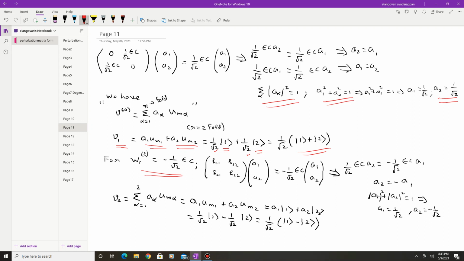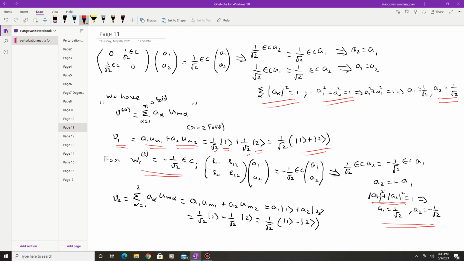Again use the same method, and you have to evaluate the constants A1, A2. By solving this expression, A1 is equal to minus A2, that is A2 is equal to minus A1, and the sum of the squares must be 1. By using this, the coefficients A1, A2 can be expressed as 1 by root 2 and minus 1 by root 2.